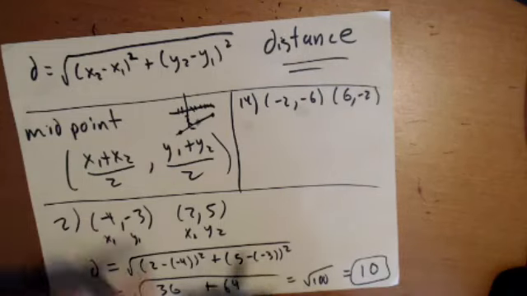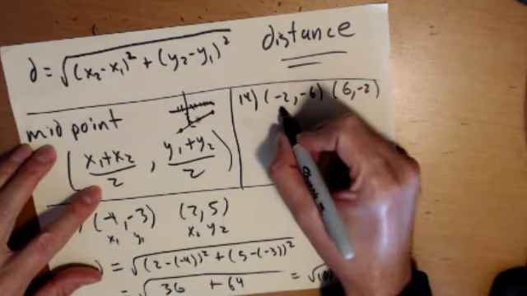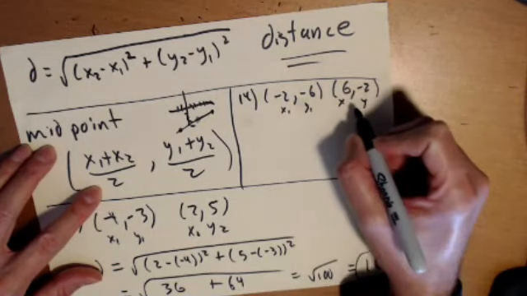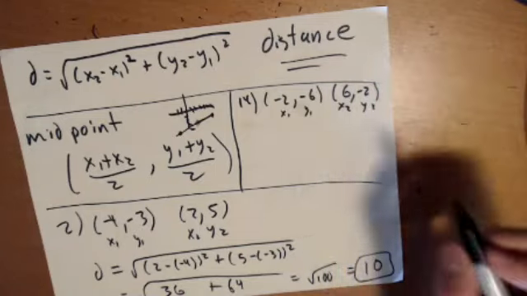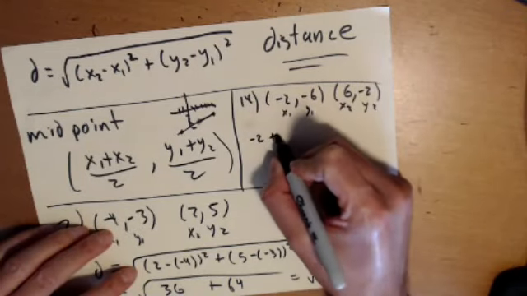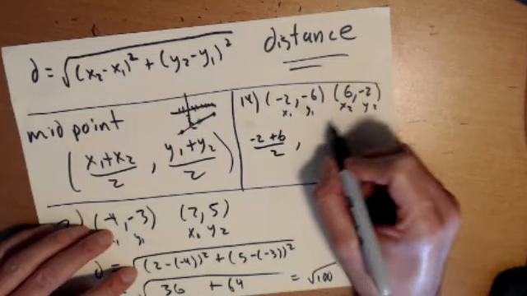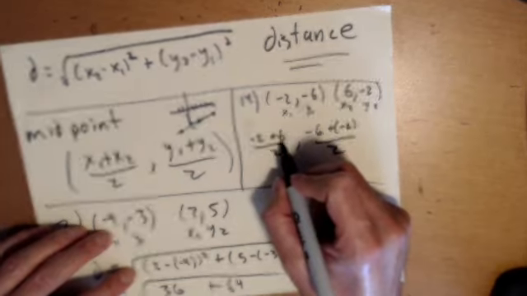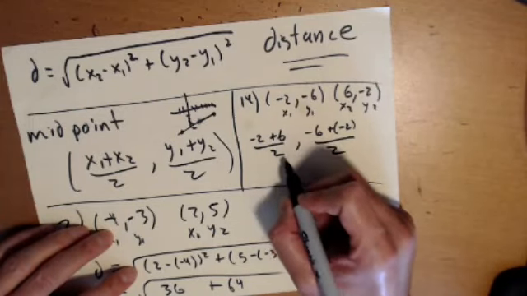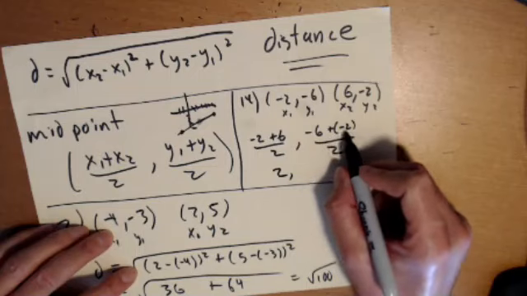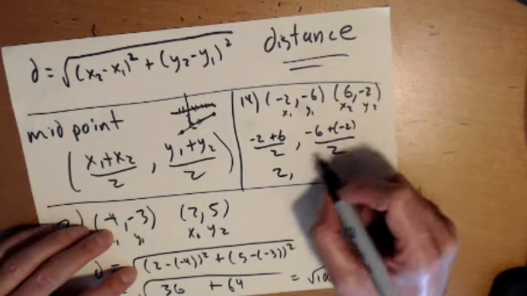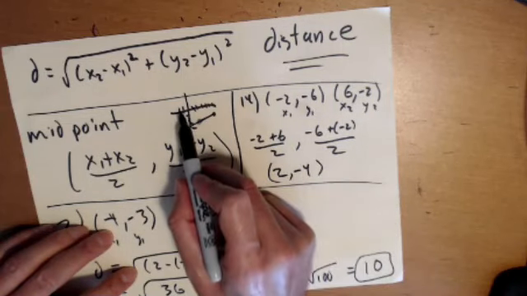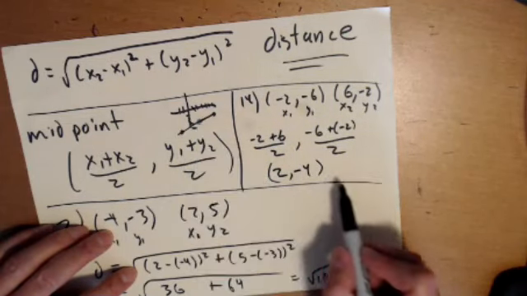Okay, so let's average out the x's. Remember that's an x and a y, an x and a y: x1, y1, x2, y2. So -2 plus 6 divided by 2. And then the y is -6 plus -2 divided by 2. -2 and 6 is 4. 4 divided by 2 is 2. -6 and -2 is -8. Divided by 2 is -4. So 2, -4. And if you look at that picture, it looks like it's about over 2, down 4.